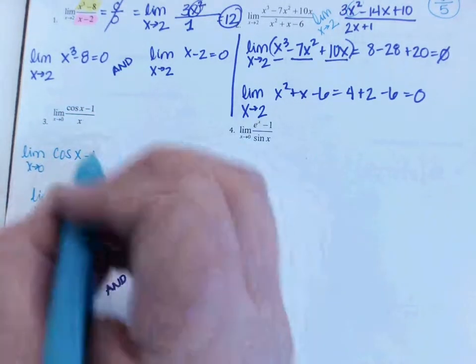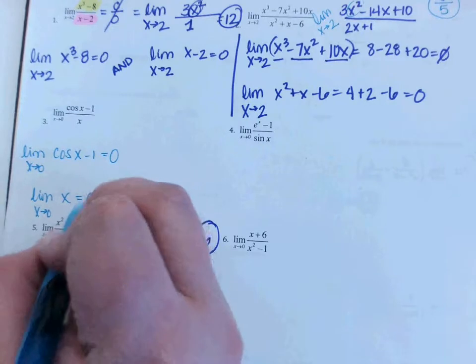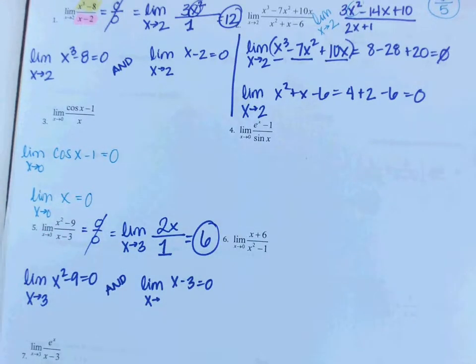Okay, write both your limits separately. So we're plugging in 0 first. Cosine of 0 is what? 1 minus 1 is 0 on the top. Then I have an x on the bottom, but x is approaching 0. What do I get? 0. Then from there, this tells me 0 over 0. I can use L'Hopital's rule.